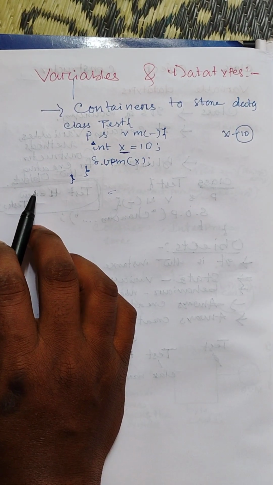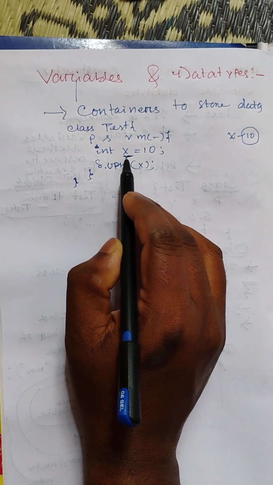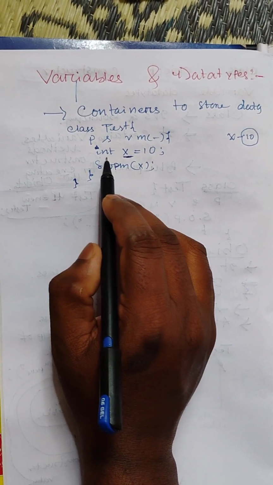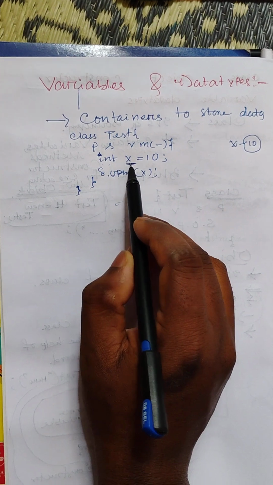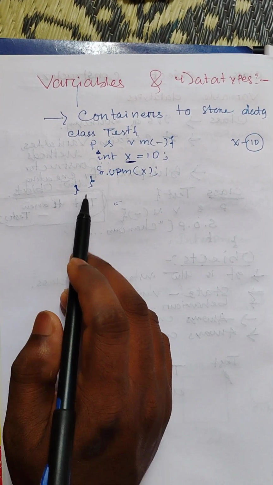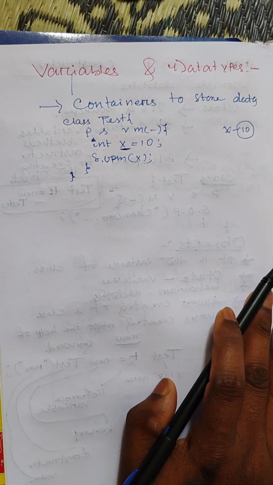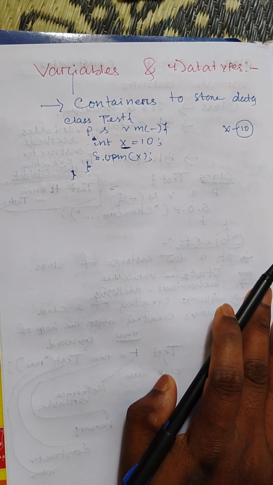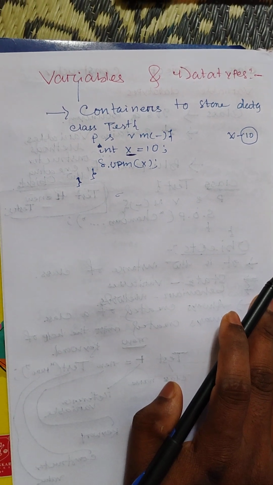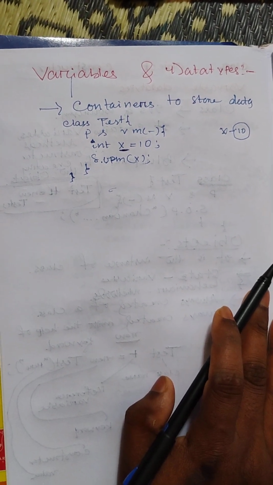Okay, this x is of which type? Int type, data type. X is the variable. Data type means every variable is of some type. Okay, every variable has a type, so the type is known as data type.